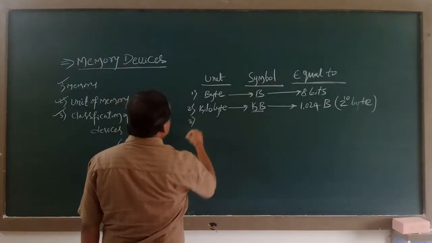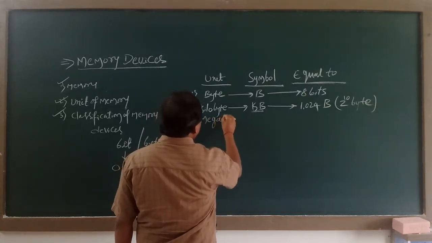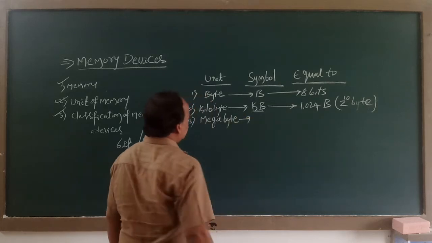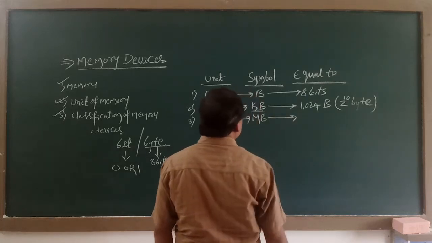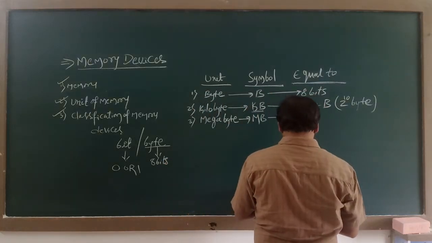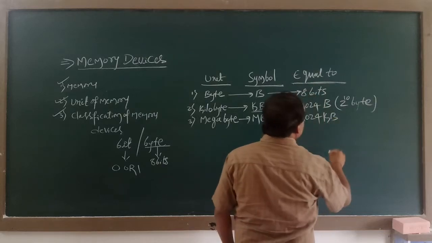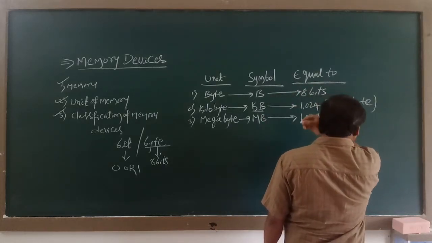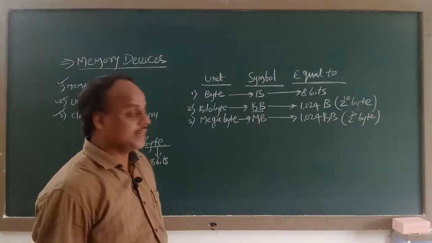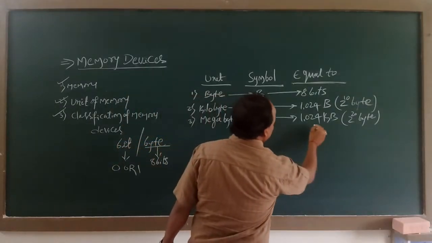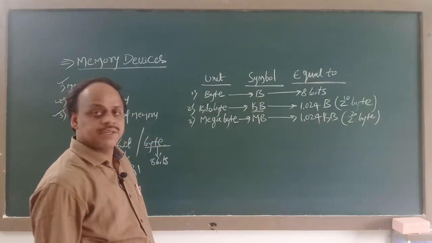Now see here, next one, megabyte. Megabyte can be represented by MB. 1 MB is equal to 1024 KB, that is equal to 2 power 20 bytes. 2 power 20 bytes.